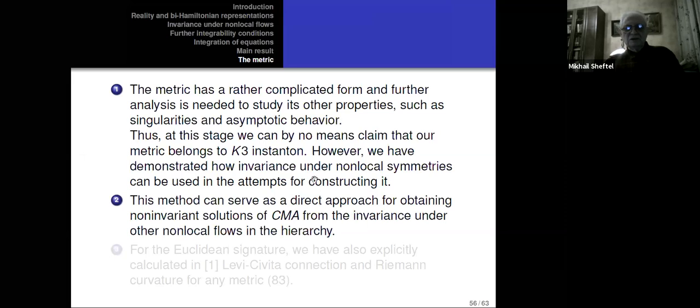Also, this method can serve as a direct approach for obtaining non-invariant solutions of CMA from the invariance under other non-local flows in the hierarchy. We have used just the first members.